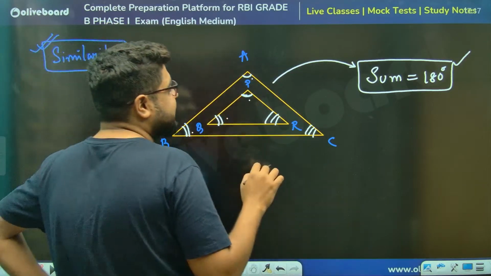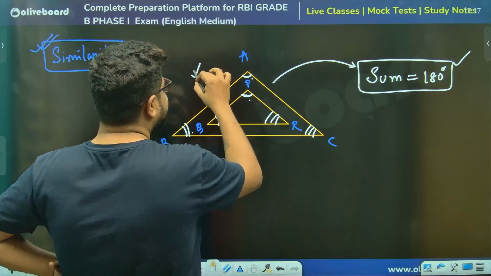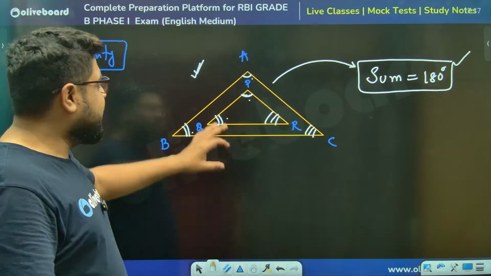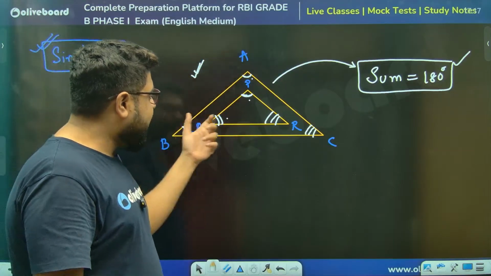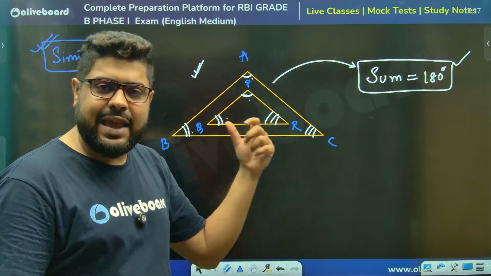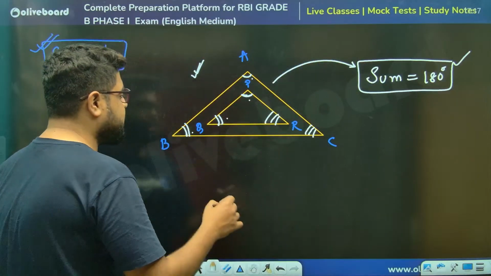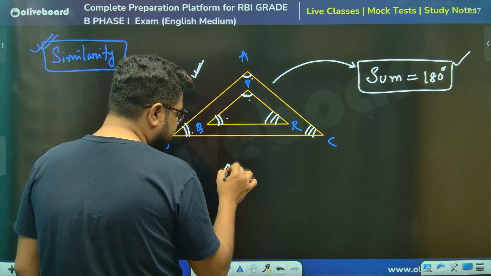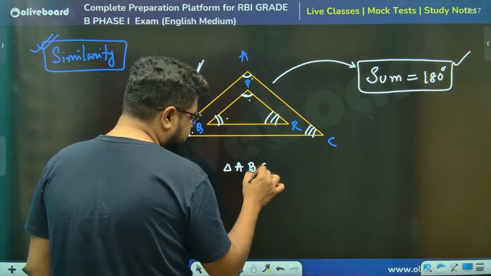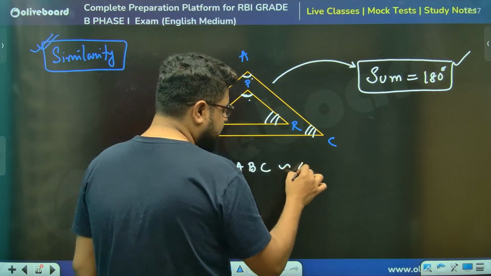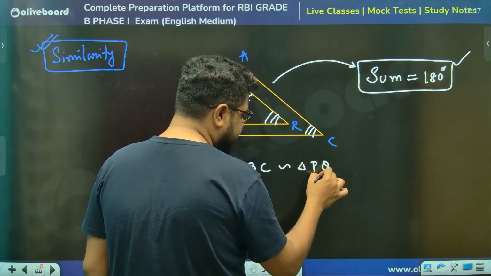Now, please understand. These two are the best examples of similar triangles. Meaning when three angles of a triangle are equal to three angles of another triangle, those two triangles we call similar. And in mathematics, we write it down like this. This is the similarity sign. The other triangle is PQR in that case.